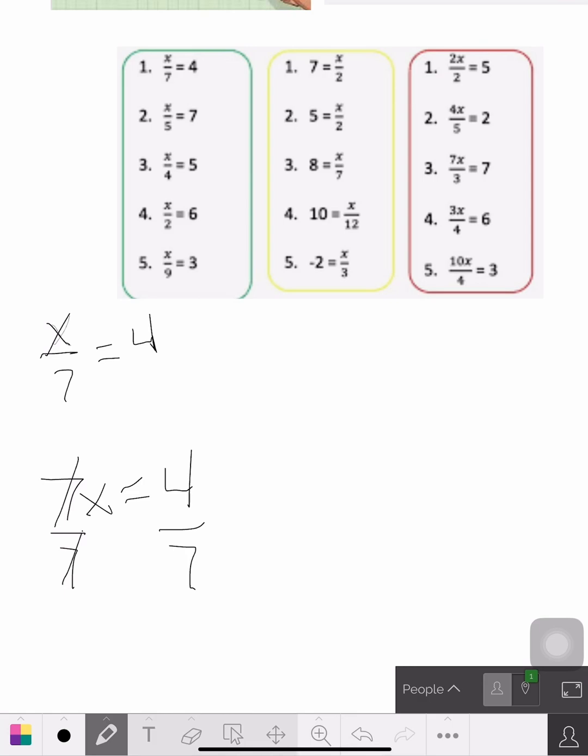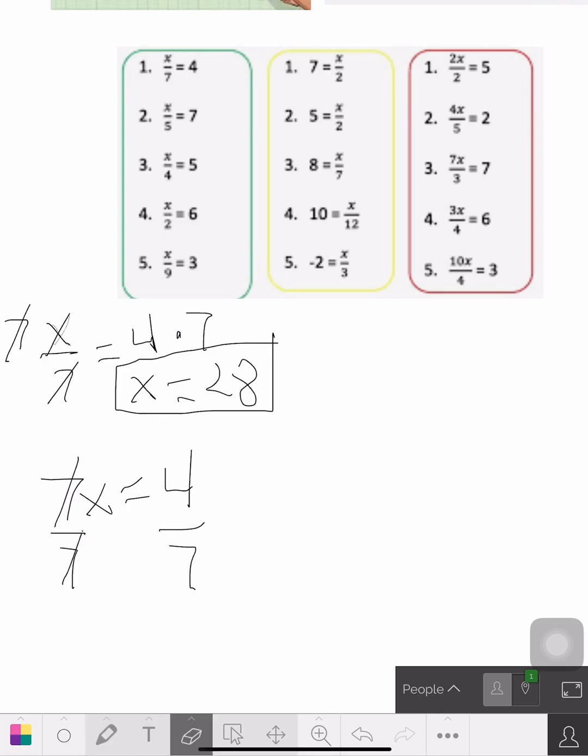Now, this is kind of just the opposite. It's a division problem, so the opposite of division is multiplication. So we multiply both sides by 7. So the 7's cross out. 4 times 7, 28. So x equals 28. And that's all there was to it. And that was the answer.